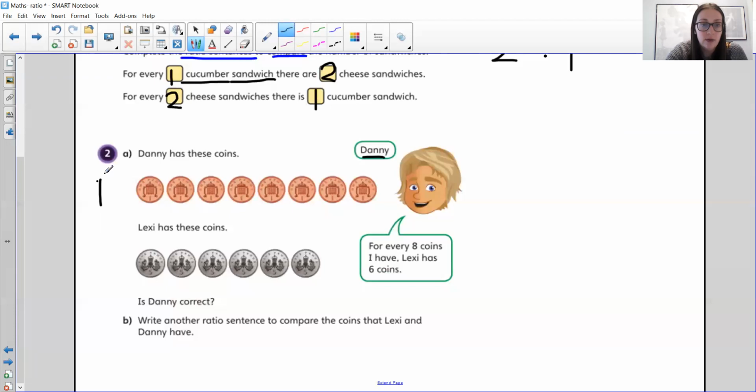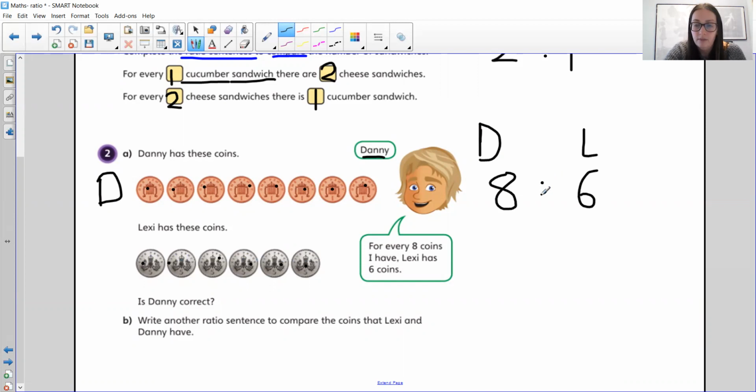So D for Danny, so I don't get confused. And Danny's got 1, 2, 3, 4, 5, 6, 7, 8. So he has got 8. Lexi, 1, 2, 3, 4, 5, 6. Lexi has got 6. Let's compare them using ratio. Right, do you agree? For every 8 coins he has, Lexi has 6. Do we agree? Yeah, I agree with that. Perfect. Write another ratio sentence to compare the coins.